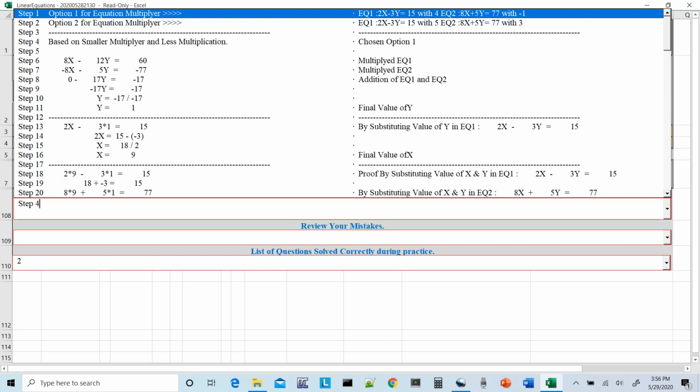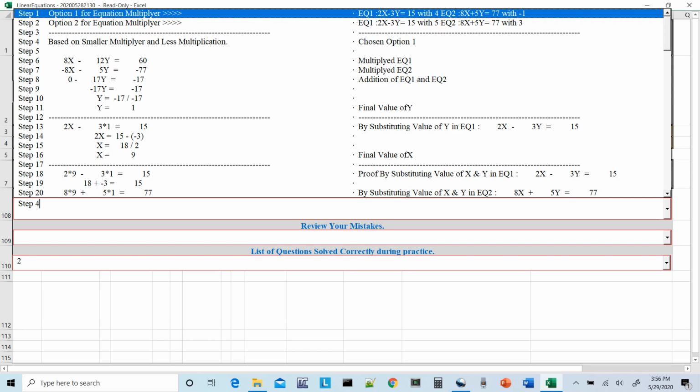Since option 1 seems to be the smaller multiplication, it has chosen option 1. So the first equation, 2x minus 3y is equal to 15, it has multiplied by 4. So 8x minus 12y is equal to 60. And the second equation, it has multiplied by -1 just to make the sign of the x variable negative. So it became minus 8x minus 5y is equal to minus 77, and then it solved y is equal to 1, and then replacing y, X is 9.